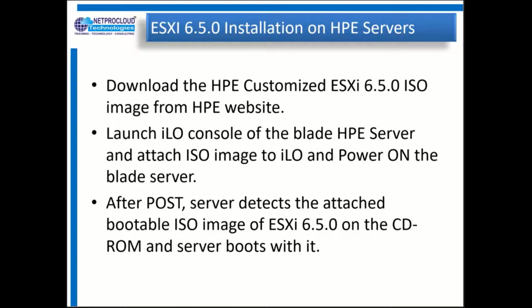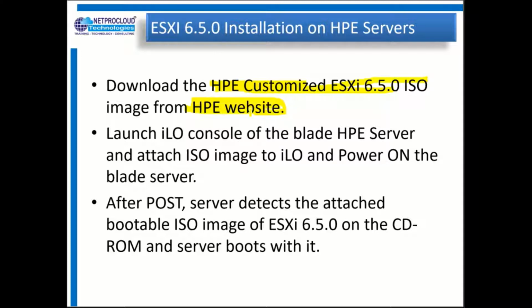Now what are the steps to install the ESXi host? Here we are talking about the HP server. How to do the installation on the HP server? First of all, we have to download the HPE customized ESXi 6.5.0 ISO image. From where can we download it? For that we require the HPE website. Whatever the vendor of your bare metal machine is, from the same vendor you have to download the ESXi 6.5.0 ISO image.